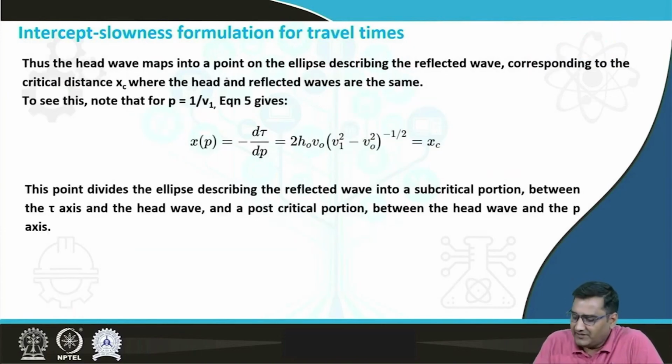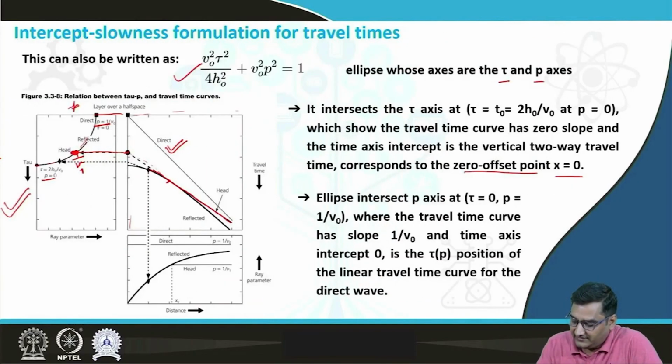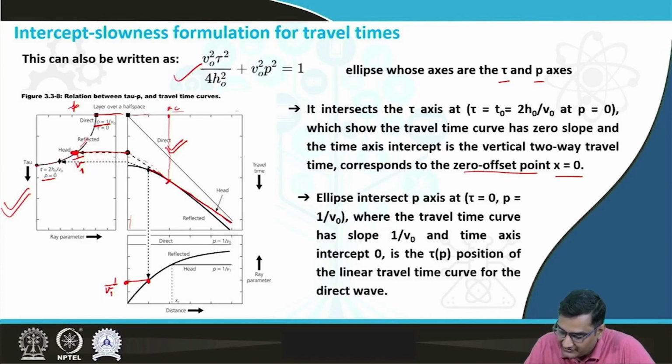Thus, the head wave maps into a point on the ellipse describing the reflected wave corresponding to the critical distance xc. So the distance at which it is touching asymptotically, when you extend it further onto the distance axis, will be your xc. And if you go onto the slope axis, where the head wave is touching asymptotically and you extend it further, it will hit here, and you can see that this is your 1 by v1 slope, and here it is your critical distance xc.